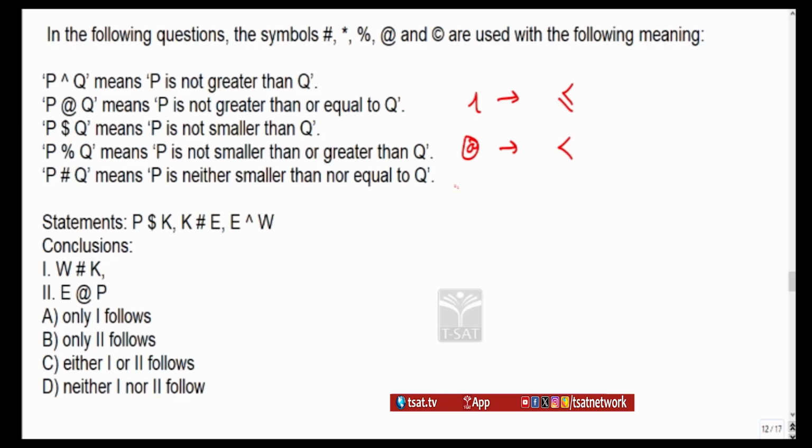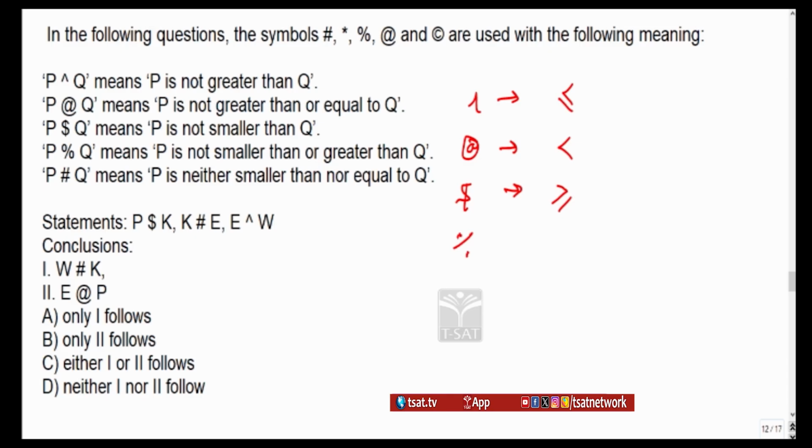Now see here, P dollar Q. What does the dollar symbol represent? The dollar symbol means P is not smaller than Q. P is not smaller than Q means P is greater than or equal to Q. So what is the conclusion we can say? Whenever we say that P is not smaller than Q, it means P is greater than or equal to Q.